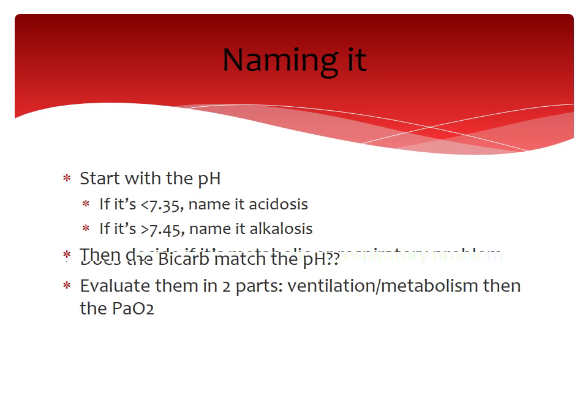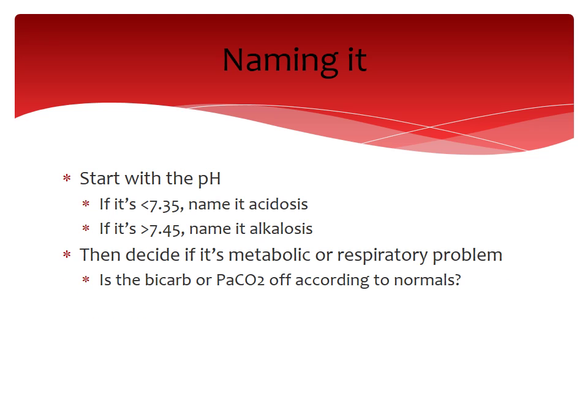Okay, so let's start with naming the pH. If it's less than 7.35, we will name it an acidotic name. Okay? If it's greater than 7.45, we'll name it alkalosis. Then we're going to decide if it's a metabolic or a respiratory problem. So which one, the bicarb or the PaCO2, is off in causing a pH problem? Okay, so that's the first relationship we want to look at.